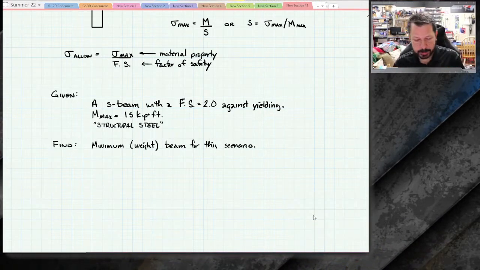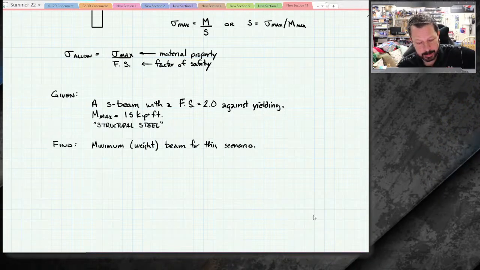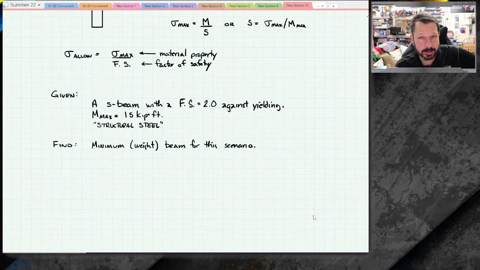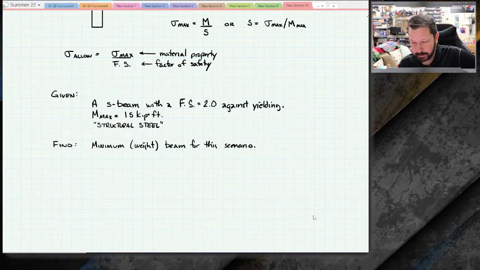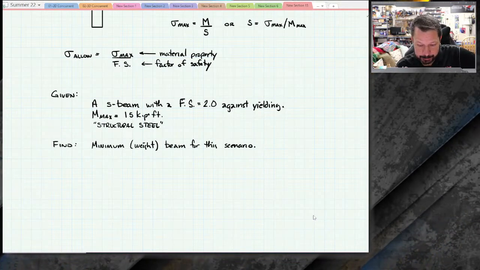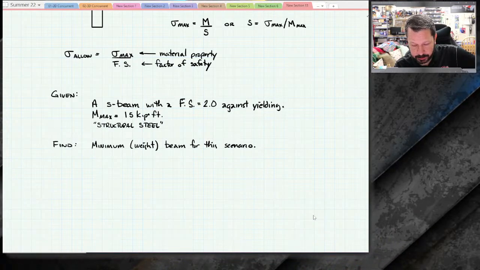All right, so this would be a pretty straightforward beam design problem. You don't have to go draw the shear and bending diagram. You're given all the relevant information. We'll do one in a minute where we draw the whole thing out and calculate everything. But for now, we're just going to do a simple one. All right, so it's structural steel. It has a factor of safety of 2 against yielding.